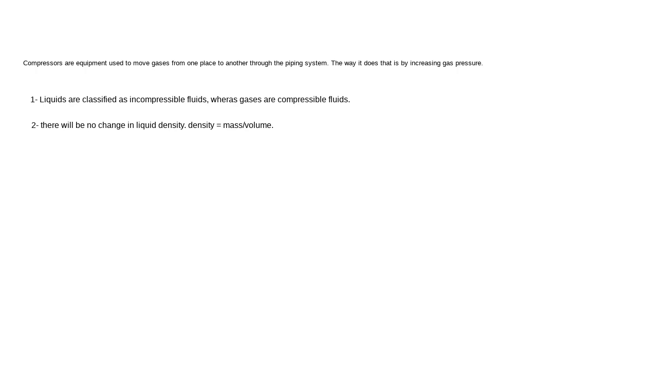ف if you pressurize a certain mass of liquid, and this liquid is incompressible as we all know, the density will remain unchanged. ما راح يصير أي تغير في كثافة المادة في حالتها السائلة يا شباب. Okay, بينما whereas gases will experience significant change in its volume.